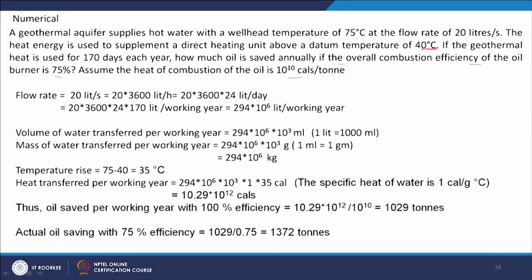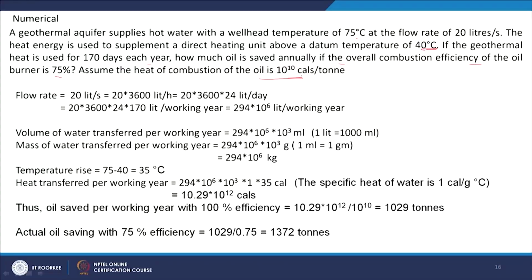So, what is happening in this case? For direct applications, we are using the geothermal energy to raise the temperature above 40 degree centigrade to 75 degree centigrade. If we do not use geothermal energy, then we have to use some oil to get this amount of heat, and the heat of combustion for that oil is 10 to the power 10 calories per ton. Now, we have to calculate how much oil is saved annually.